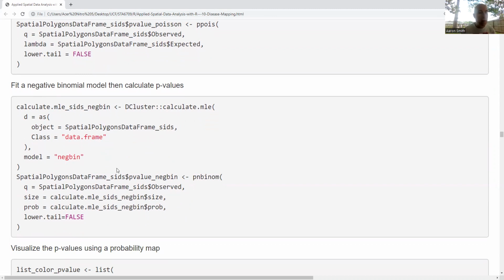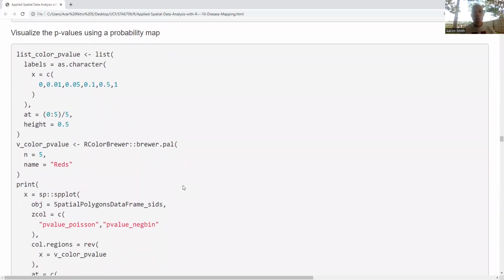What we're going to do is compute the same thing for negative binomial. I give the observed, I give the size, and I give the probability of success. These are being computed using the calculate the maximum likelihood estimate from the dCluster package. I'm converting my spatial polygon data frame to a regular data frame, and I'm saying go with the negative binomial. Something that's important is that observed and expected need to be labeled columns in the data frame, and it'll do everything for us.